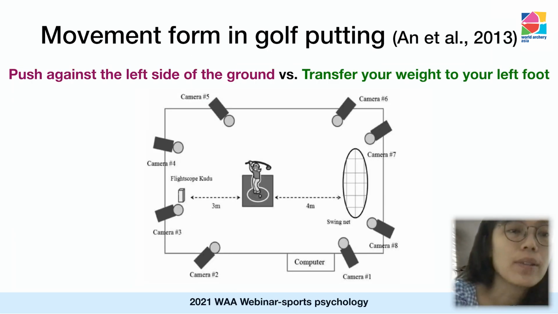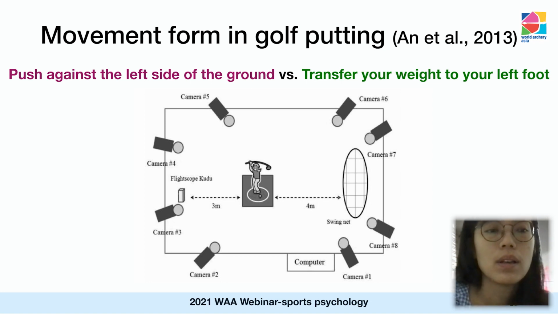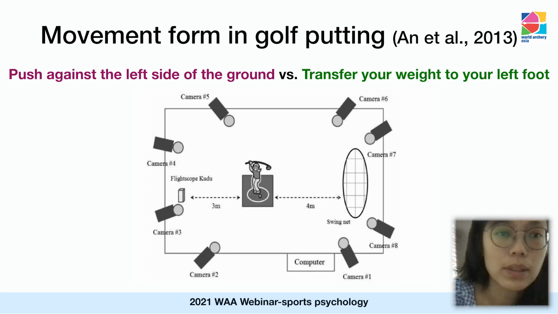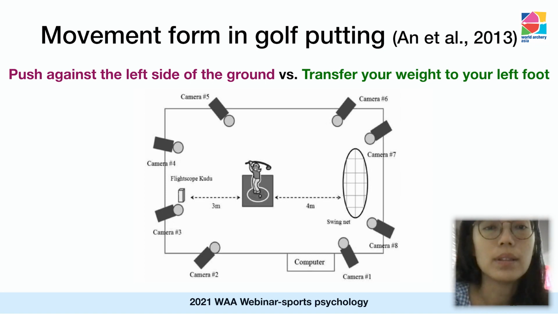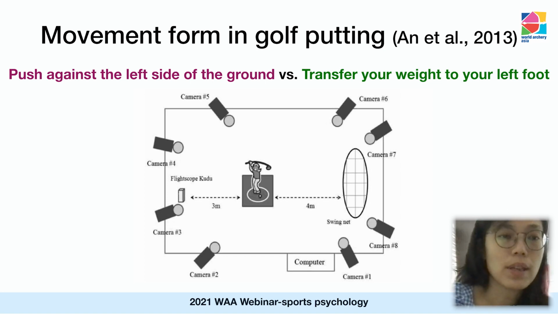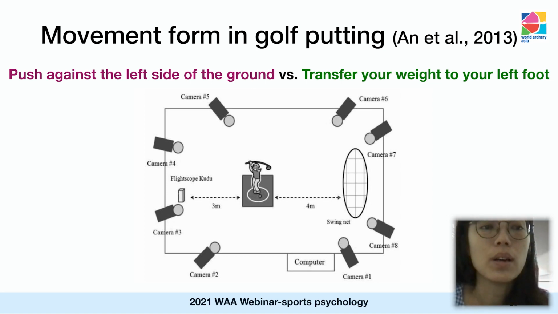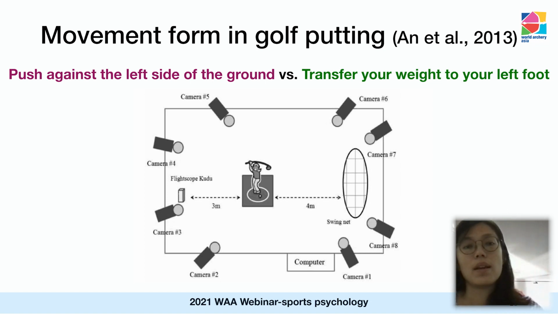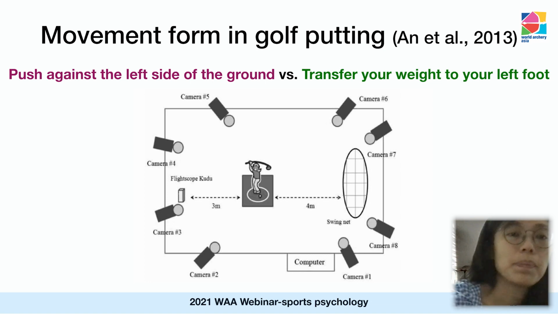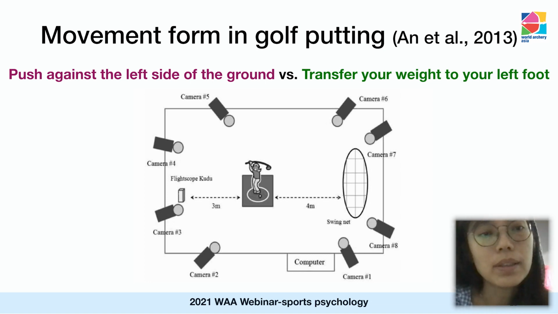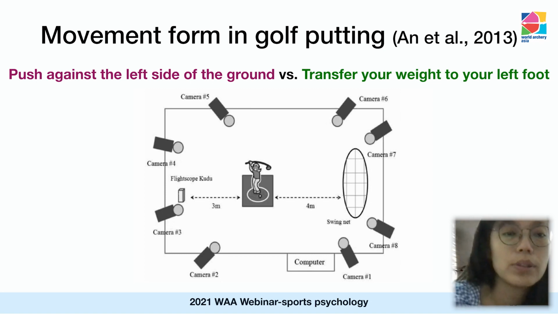So this is the carry distance of the movement. So the greater the better. And we can find that the group of external focus of attention indeed show better performance compared to the other two groups. And the other two groups seem to have no difference. And one thing to be noted is the improvement is continuous during the training.